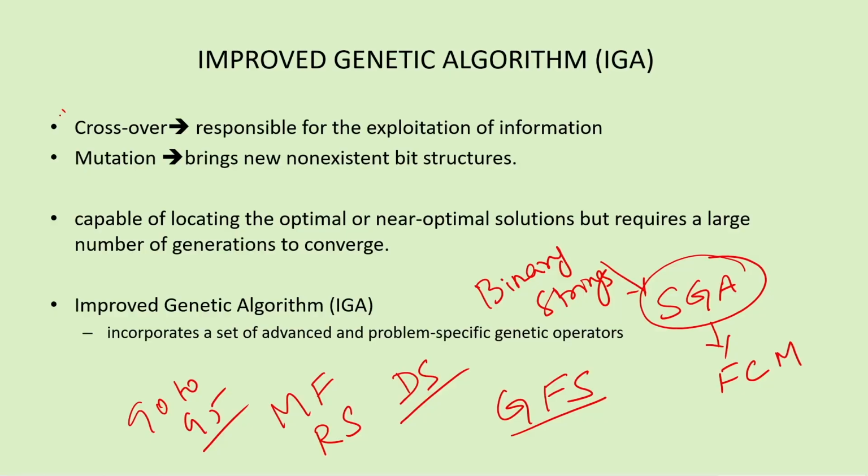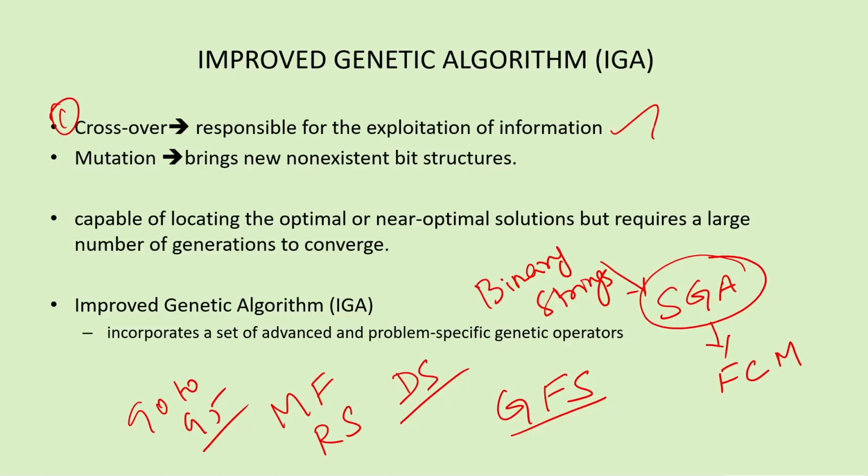In a simple genetic algorithm, the genetic operations play a vital role. So let me take the crossover first. What is the responsibility of the crossover? The crossover improves the exploitation of the algorithm. Whenever you want to see a value and exploit that value, crossover plays the role. And what is the mutation? The mutation will bring a new, non-existent value. That means it is good at exploration.